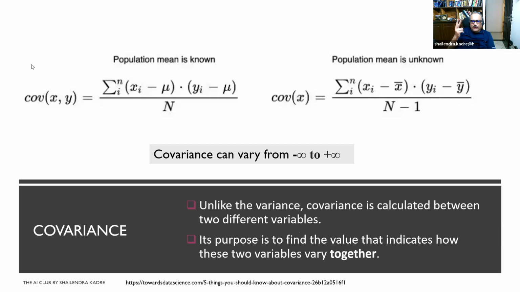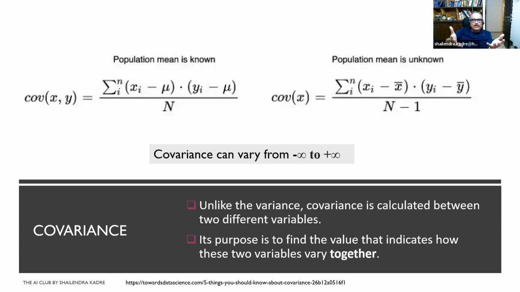Okay, so now two things we have learned so far. Variance, whenever we measure, is a spread for one single variable. Covariance is about two variables: if I vary one variable, how the other will vary. So unlike variance, covariance is calculated between two different variables. Got it? Its purpose is to find a value that indicates how these variables vary together. It ranges from minus infinity to plus infinity. It is supposed to tell me whether the variation is more or less.